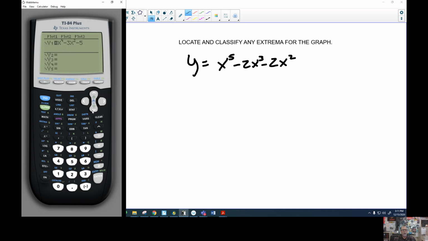Y equals, and let's see, let's clear this out, and let's do x raised to the 5th minus 2x raised to the 3rd minus 2x squared. There's my squared key. All right, so let's graph this. I'm going to do zoom 6 to start again.